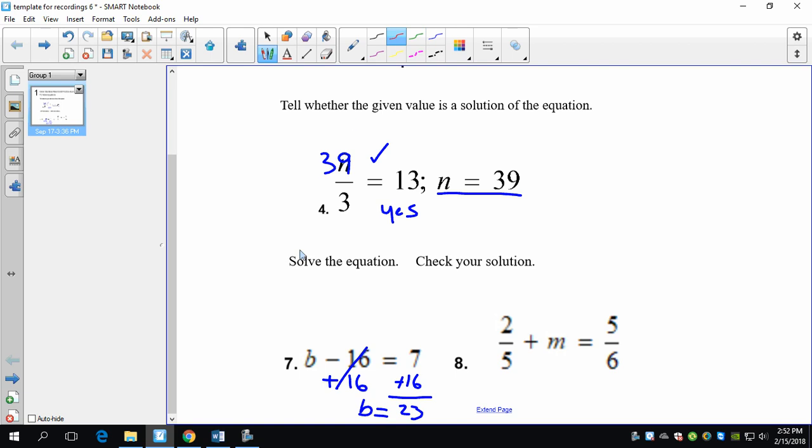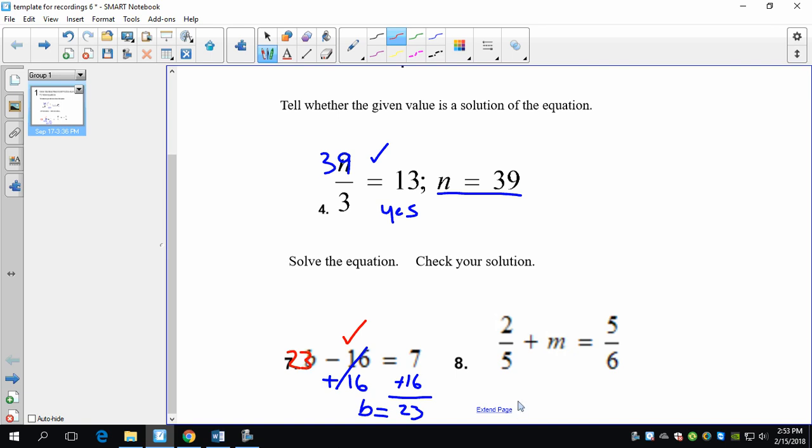Now, in order to check my work so I know I'm doing it correctly, we need to substitute in 23, and I'm going to write it right over the top of b. 23 minus 16, is that 7? Yes, it is. So I have checked my work, and I have successfully done that equation.